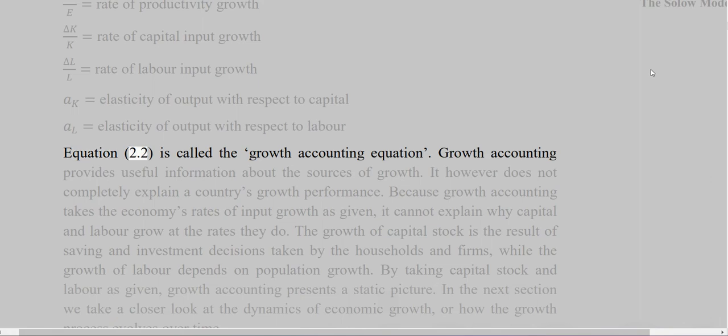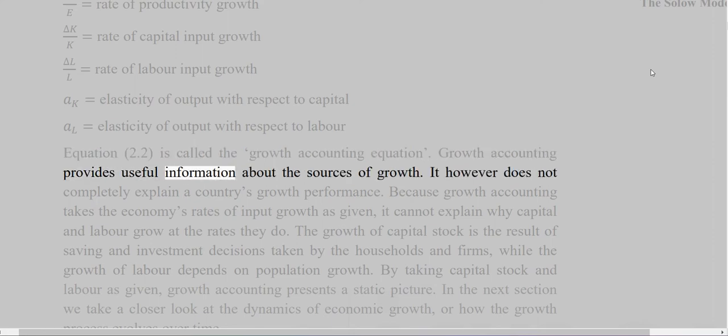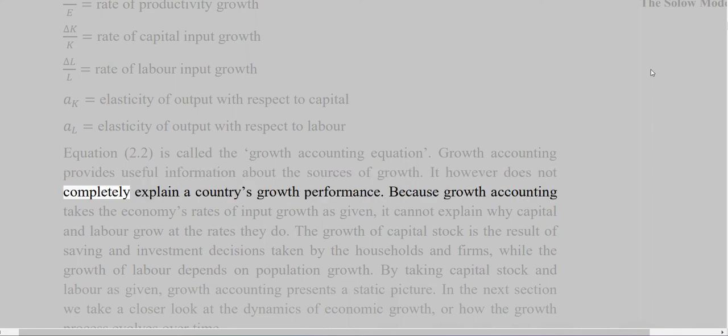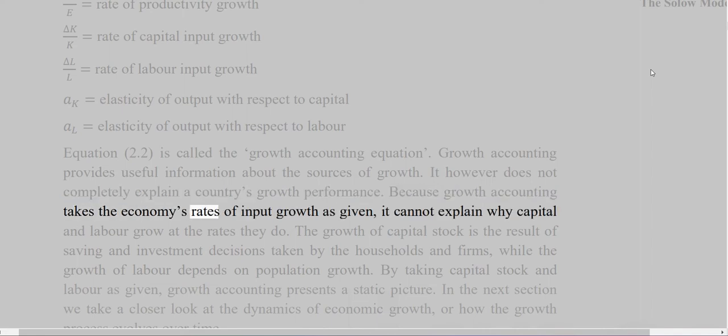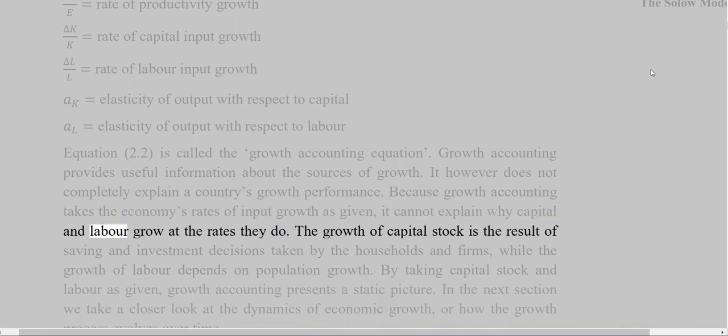Equation 2.2 is called the growth accounting equation. Growth accounting provides useful information about the sources of growth. It, however, does not completely explain a country's growth performance. Because growth accounting takes the economy's rates of input growth as given, it cannot explain why capital and labor grow at the rates they do.